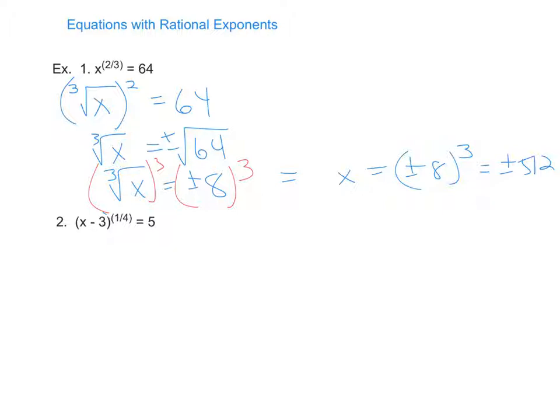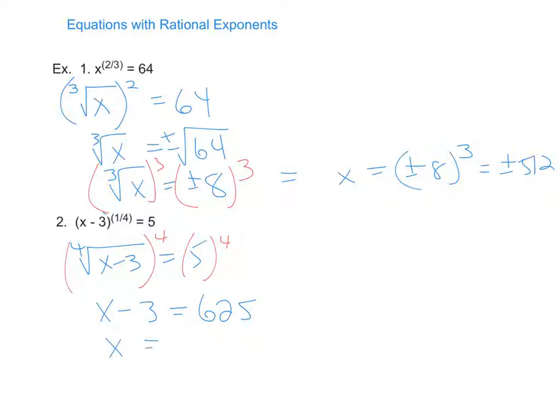In this next example, I have the quantity x minus 3 to the 1/4 equals 5. In this case, I can write it as the fourth root of x minus 3, or I can just look at it as knowing it's a fourth root, and I'm going to take both sides to the fourth power. So here I'm going to end up with x minus 3 equals 5 to the fourth power, which is 625. And then I just add 3 to both sides, and I get x equals 628.